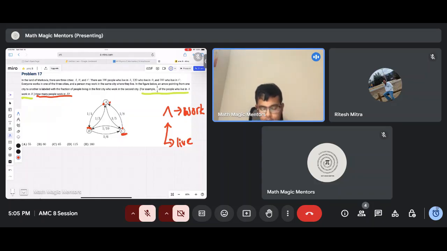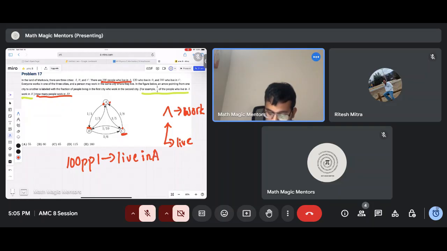We could start this problem by noticing that there's 100 people who live in A. But do those 100 people work in A? Think about it. If I'm part of the 100, I live there, but do I work at A? Well, no, right? Because this is where you work, where the head of the arrow is, the pointy side.